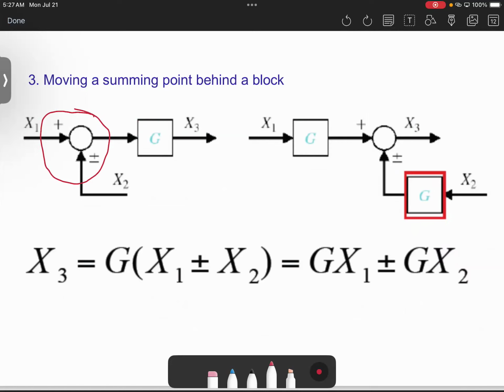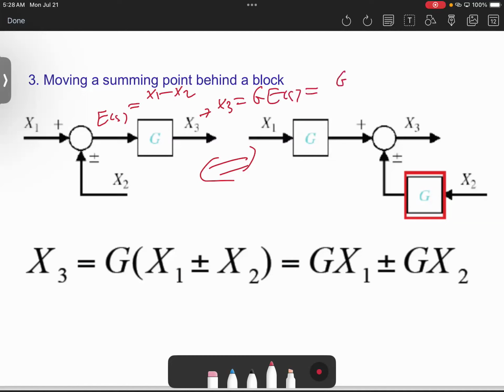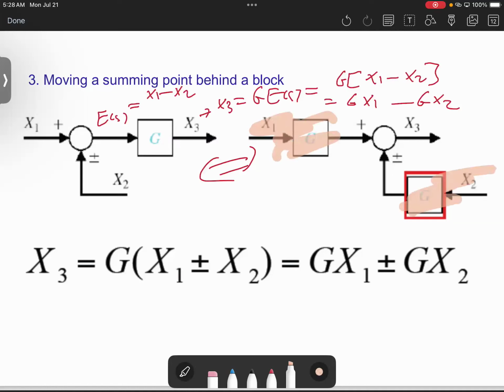How can I prove this one equal to this one? Basically, you can say here is the error. The error is actually x1 minus x2, whatever it is. Here, x3, which is G times the error. Or in other words, it will be G times (x1 minus x2). Or in other words, it will be G times x1 minus G times x2. And that's what we did here. G x1, G x2. Okay? This is the proof.